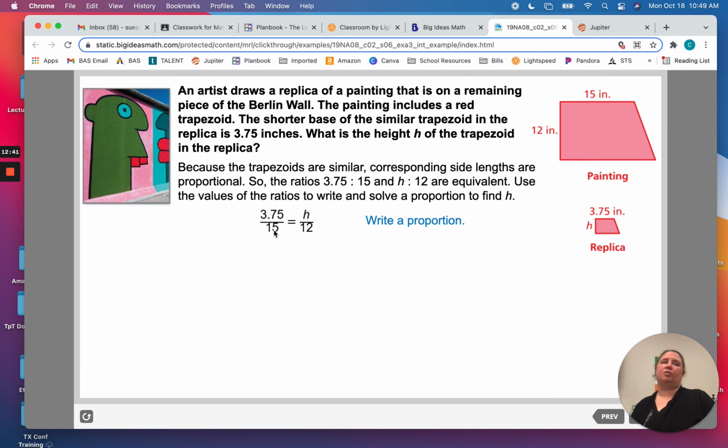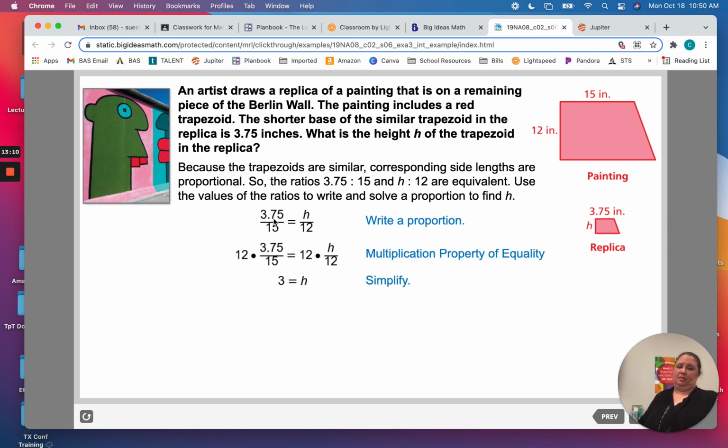Okay? There's several ways you can set up this proportion for it to work as long as you always start and end in the same pattern. Okay? So now I have 3.75 over 15 equals h over 12. Can I solve for h? Yes. Do you guys remember how to solve? Obviously not. Cross multiply and divide. So what's 12 times 3.75 divided by 15? 3. So the height of the replica is 3 inches.